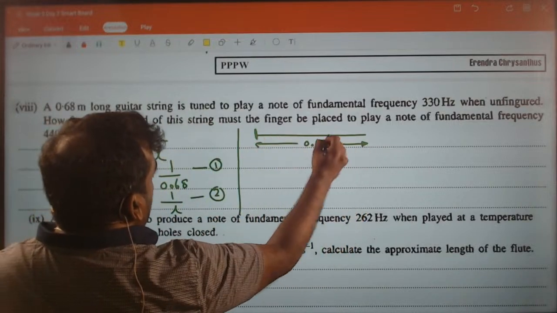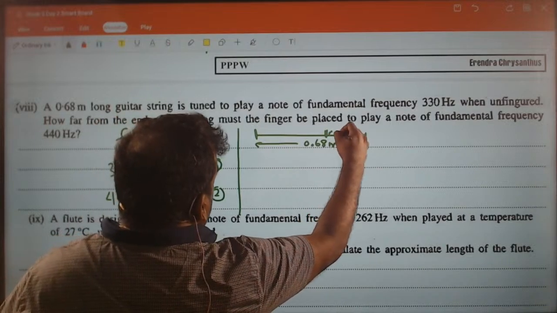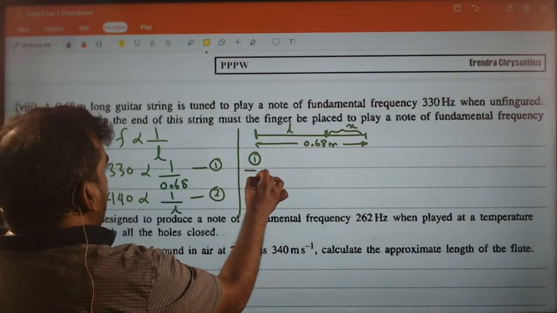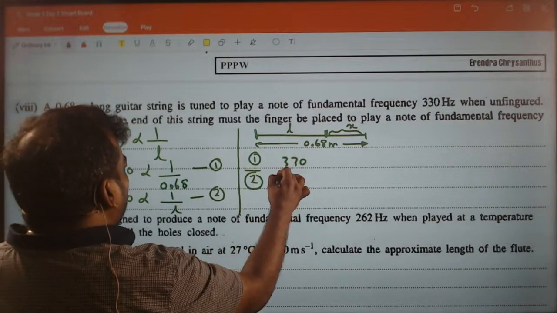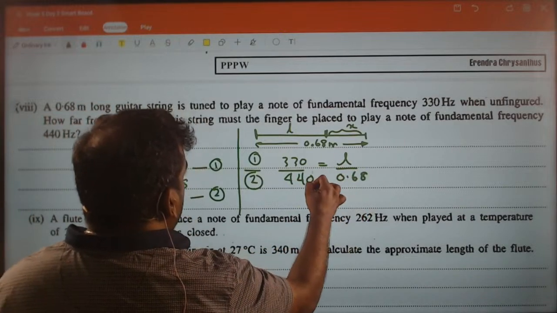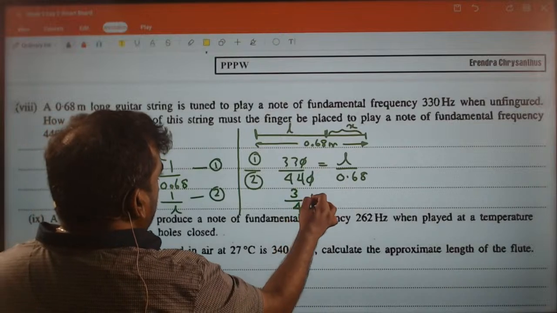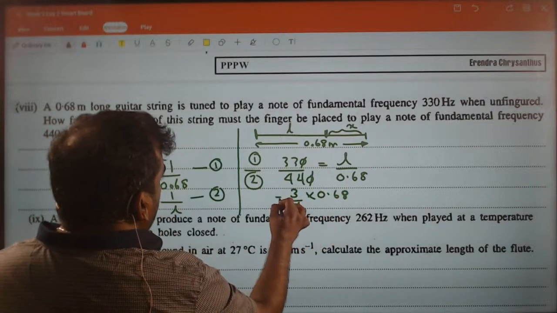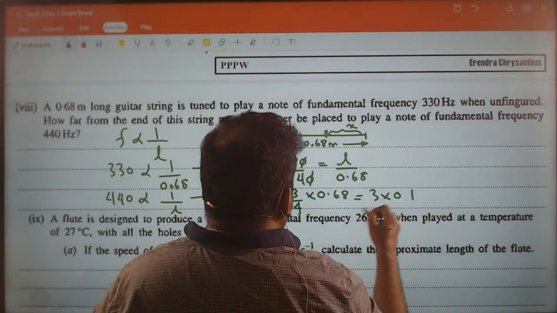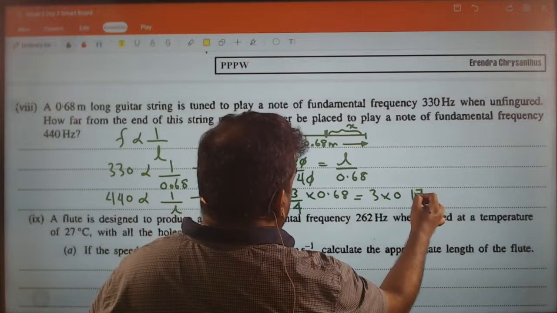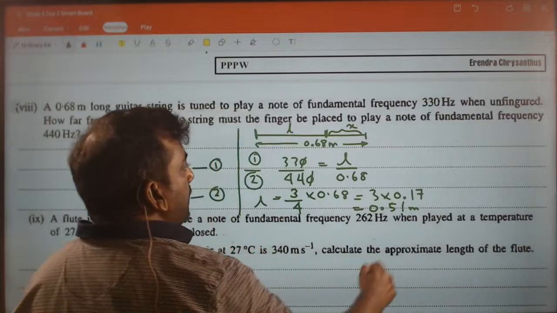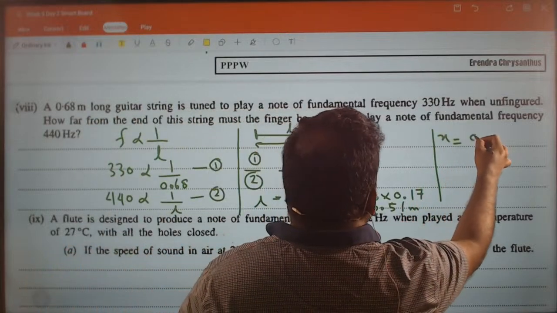Now I am keeping the finger here. From this end they are asking that distance. This only I have given. Divide the first equation by the second equation. 330 divided by 440 is equal to L divided by 0.68. So L is 0.68 times 3 over 4, which is 0.51 meters.